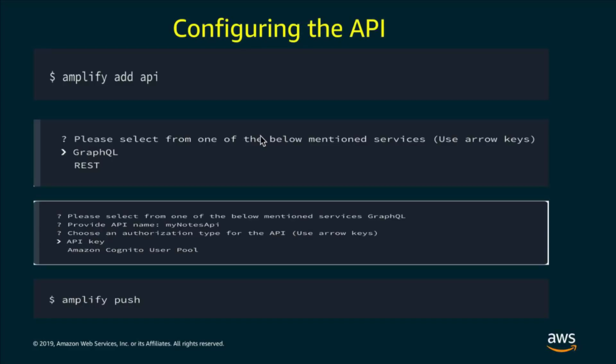So how do you configure the API? Here we have the same pattern whereby if you want to create a new API using the Amplify CLI, you just run the command amplify add api. And on the next screen, it's going to ask you if you want to create a REST or a GraphQL API. In this case, we're going to create a GraphQL API. And then finally, it's going to ask you how you want to authenticate against the API. In this case, we are going to use an Amazon Cognito user pool, but you do have the option of using an API key. And then finally, you do an amplify push.